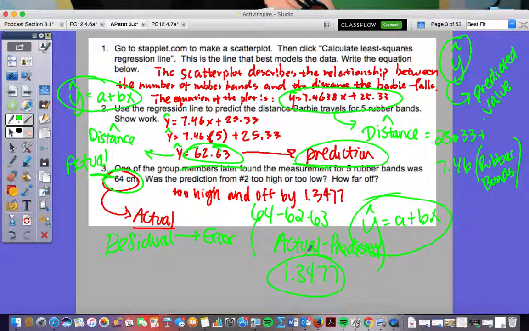Okay? Now, will every point have an error? Let me say that again. Will every point over here have an error? Every one of these? Yes.